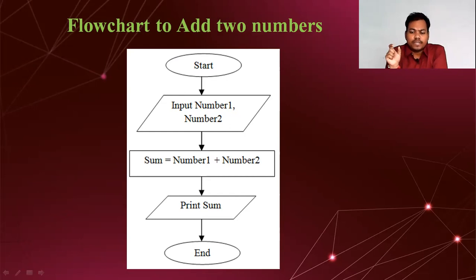That is the sum. Whatever is there in the sum variable, that is the output. So this will be represented using the parallelogram, and then the end. Understood? This is so easy, right? So this is the standard pattern. These symbols are standard, which are used in a flow chart.